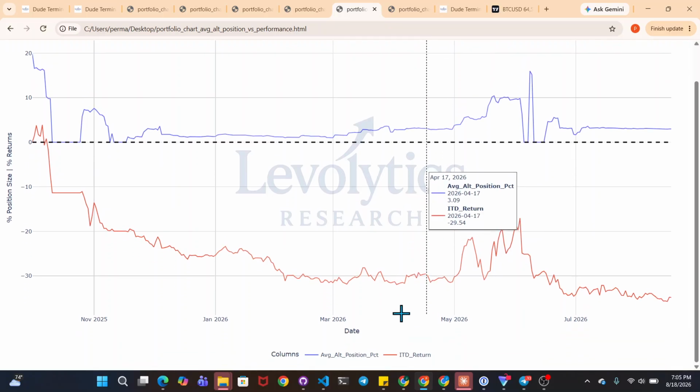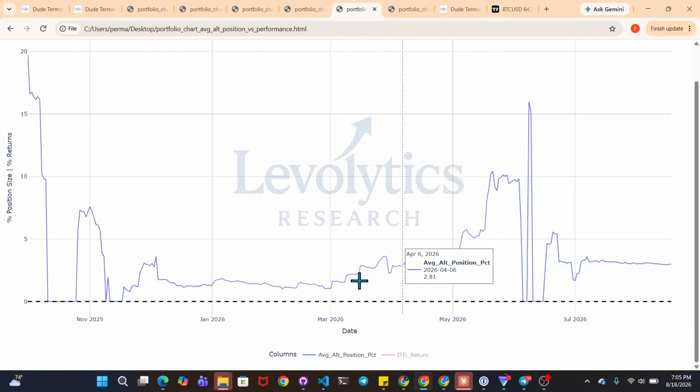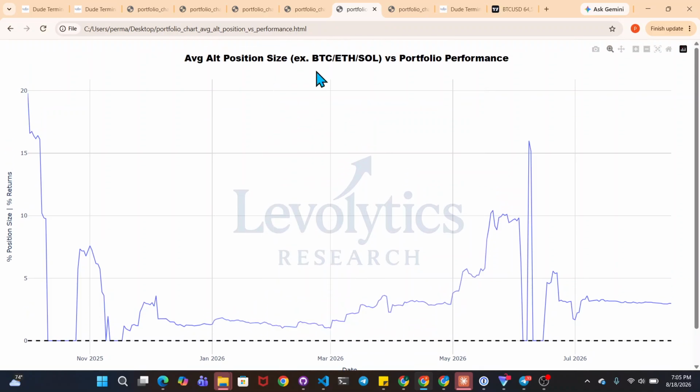So this chart shows you the average position size for an altcoin, right? This excludes a BTC, ETH, or Solana position in the portfolio because I'm willing to take bigger swings on BTC, ETH, and Sol. If I'm ever taking larger positions, it's going to be BTC, ETH, and Sol moving forward. I've made mistakes in the past where I was doing it for Hyperliquid, for example, when volatility was super high. That's what I did in May and June, and I paid for it, right?